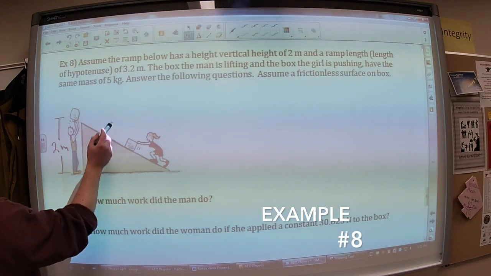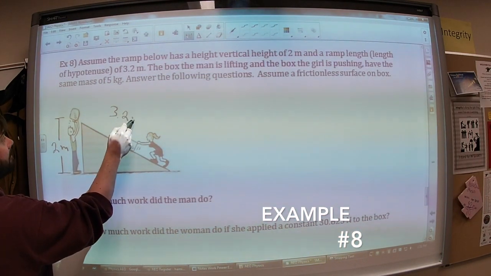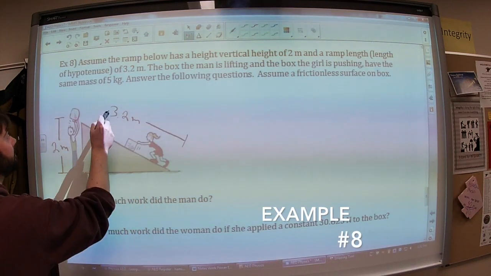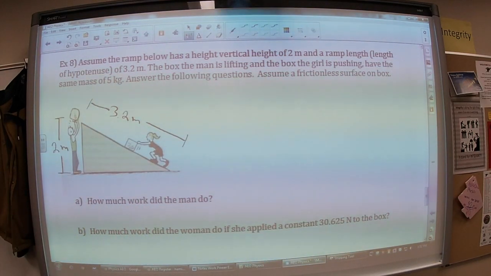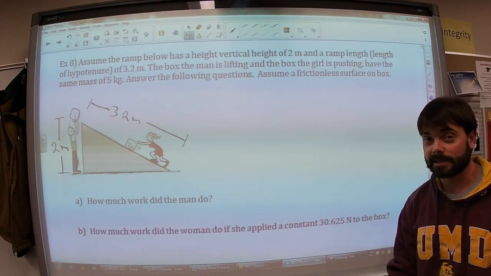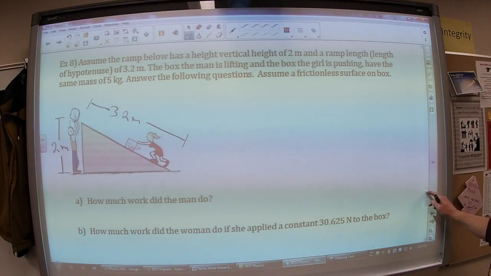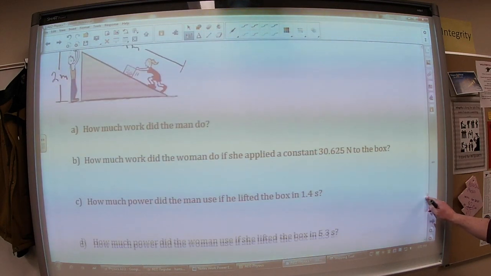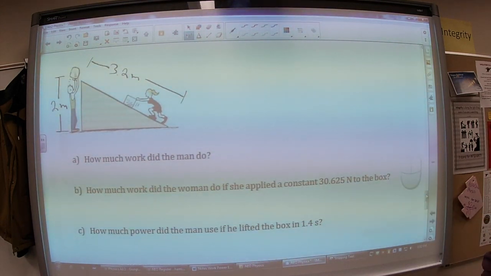a distance of 2 meters. The girl, on the other hand, is going to use the ramp, and she is going to push the block up the ramp, and that's at a length of 3.2 meters. With this, assuming that everything's frictionless, we're going to try to answer some of the questions down below. Now they're broken up quite nicely. They're trying to break these into pieces so that we can more easily solve for work or power.